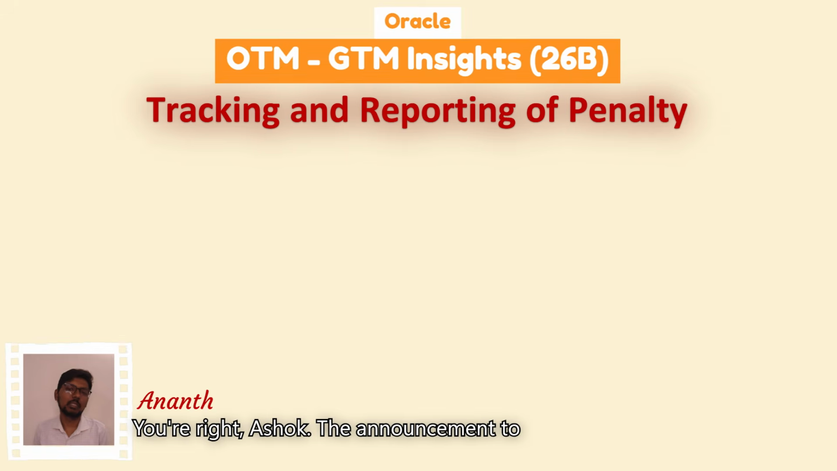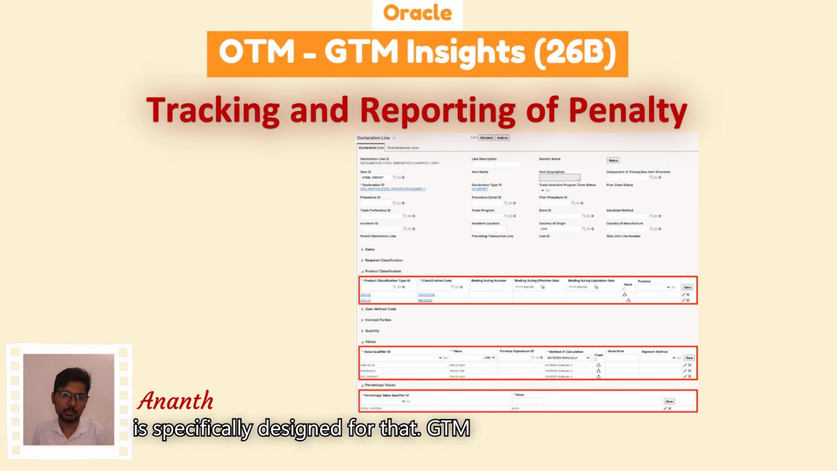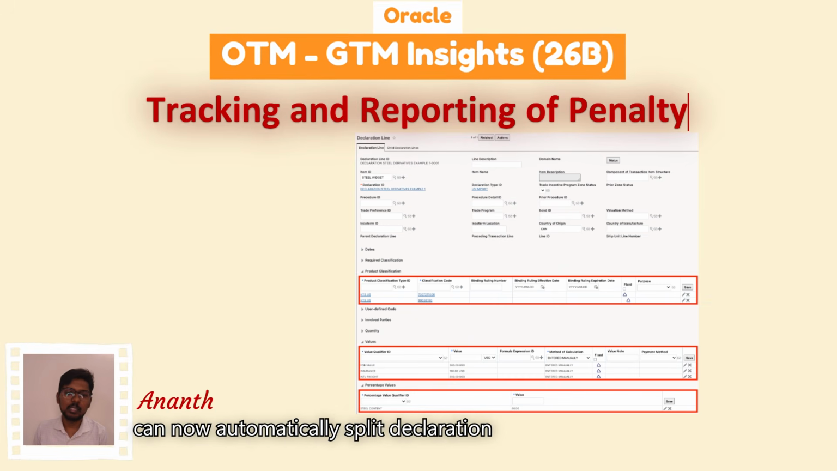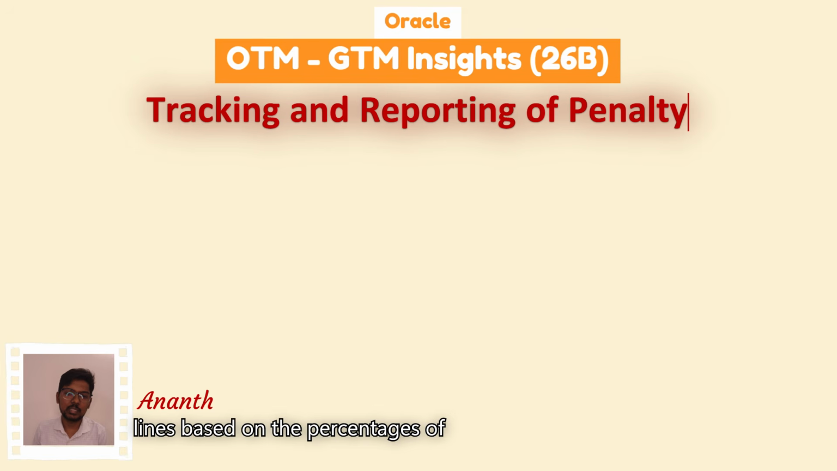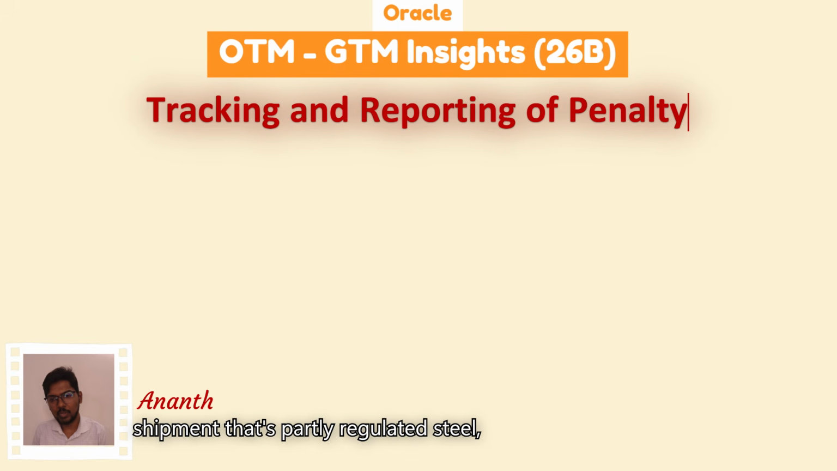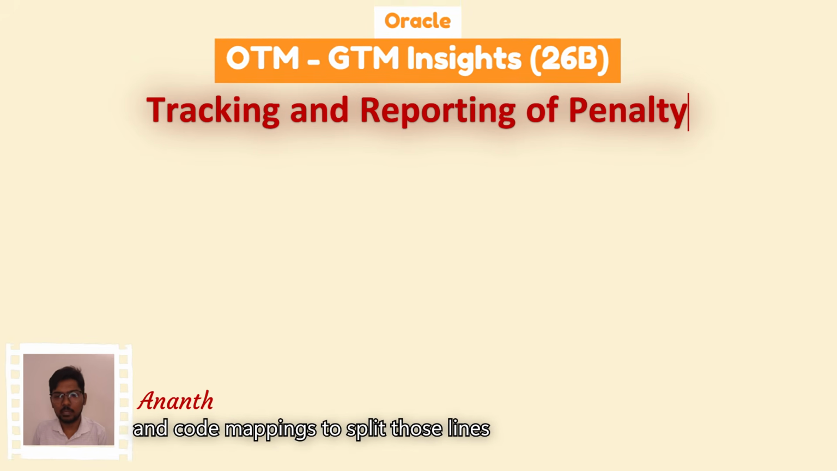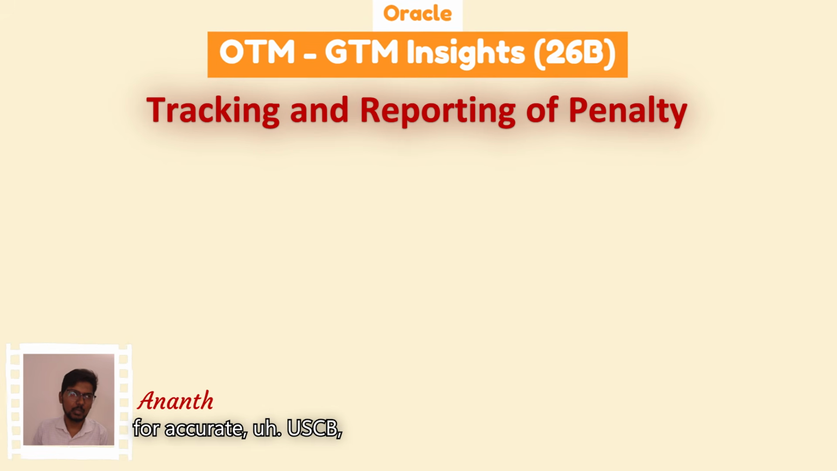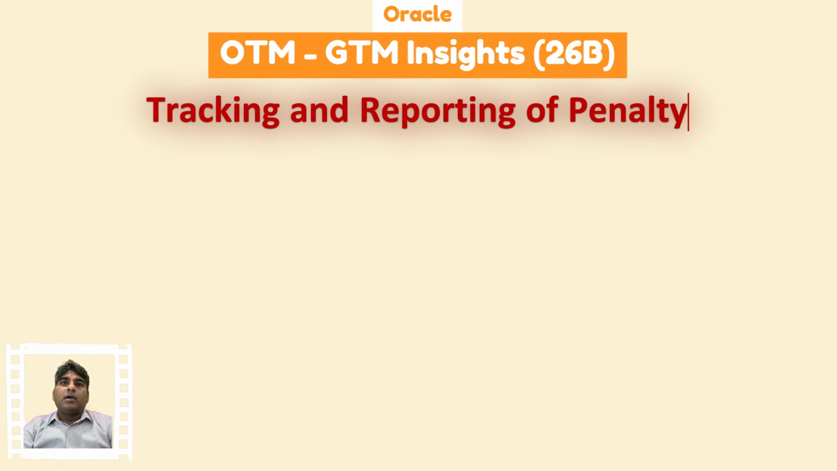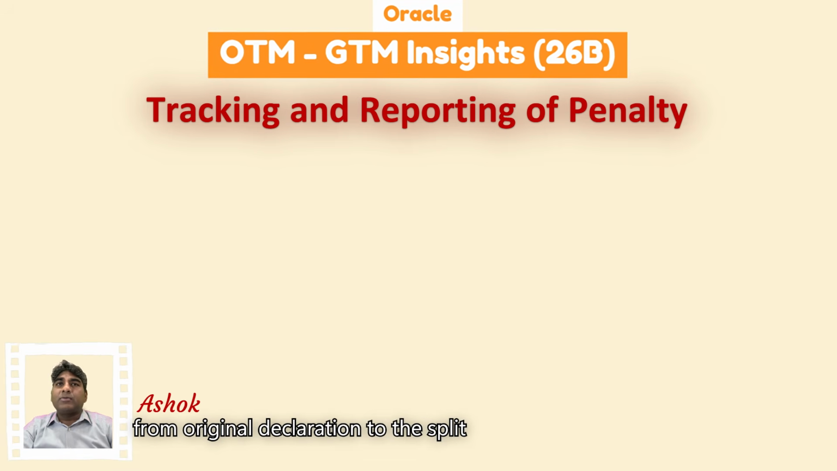You're right, Ashok. The enhancements to tracking and reporting of penalty content is specifically designed for that. GTM can now automatically split declaration lines based on the percentages of material content. And if you have a shipment that's partly regulated steel, the system uses new penalty type fields and code mappings to split those lines for accurate US CBP reporting.